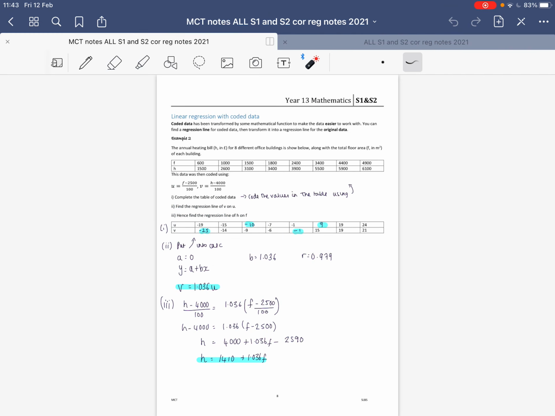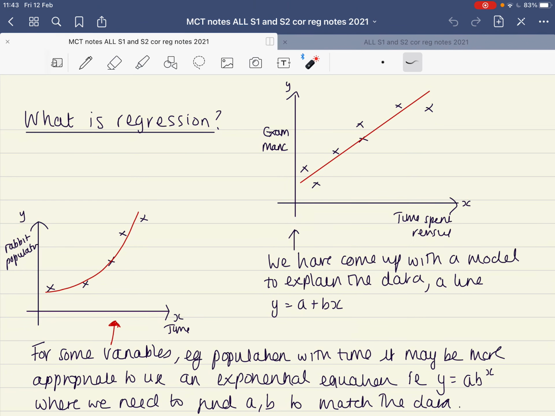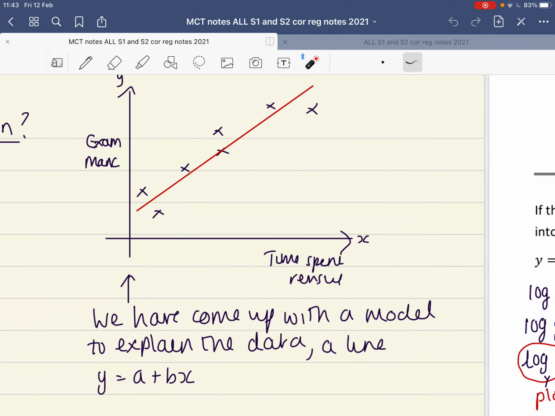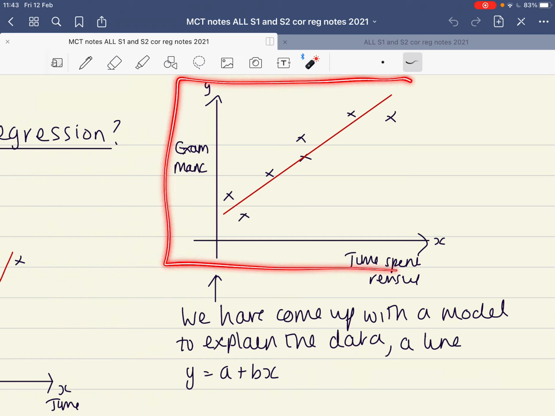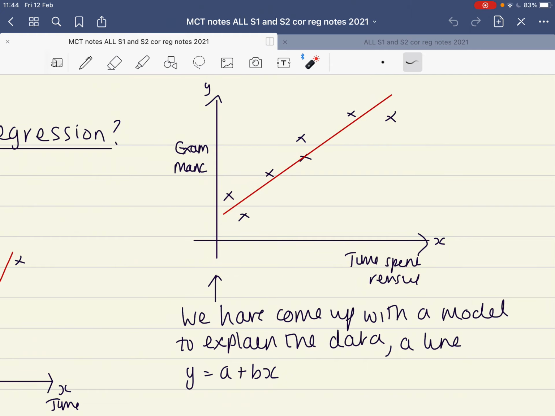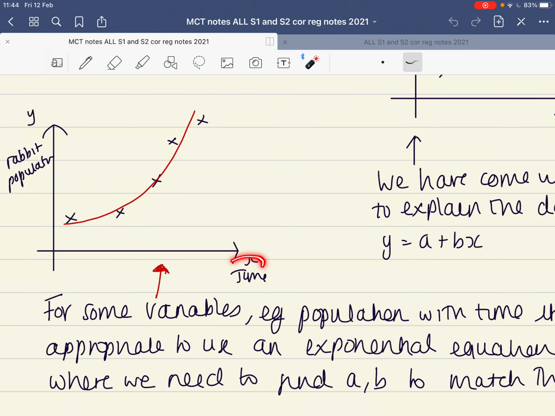Now, I want to just talk a little bit more about the regression line. I've written you some brief notes here, so I'll just pop onto this screen. Right, so what is regression? This is what we've looked at so far, straight line regression lines, for example, time spent revising and the exam mark. So this regression line gives us a model for this data. We've come up with a model to explain the data, and in this case, it looked like the points kind of lay in a line, so we used a linear model.